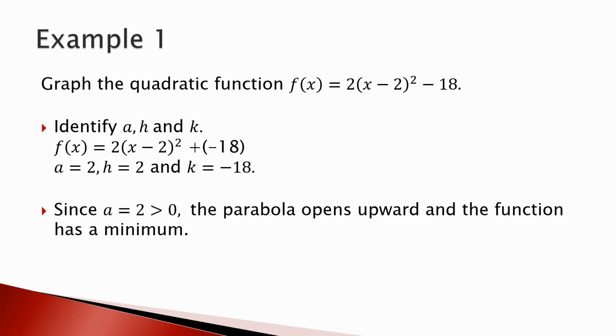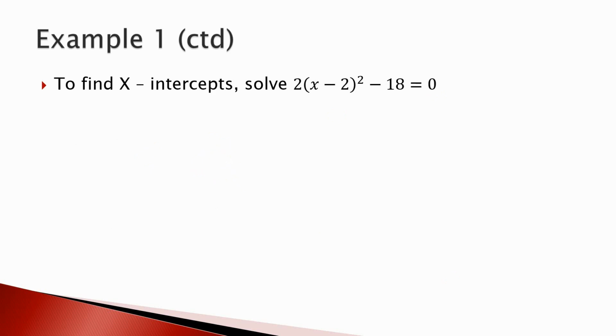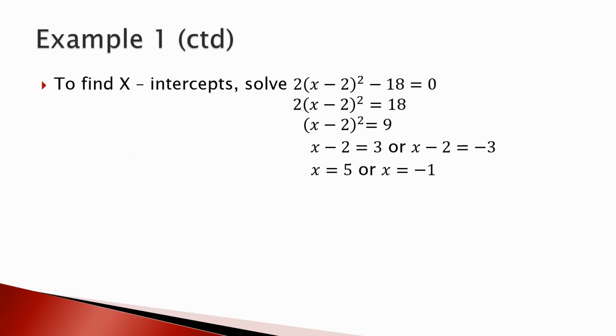Now since a is positive, the parabola opens upward and the function has a minimum. The vertex is (2, negative 18). To find the x-intercepts, you have to solve this equation. When you solve this, you get negative 1 or 5. So the x-intercepts are (negative 1, 0) and (5, 0).